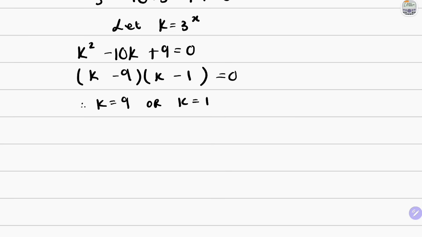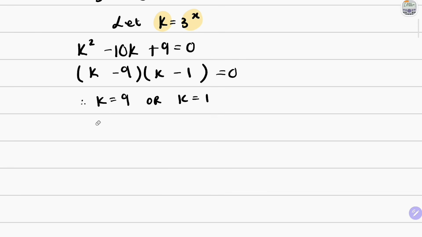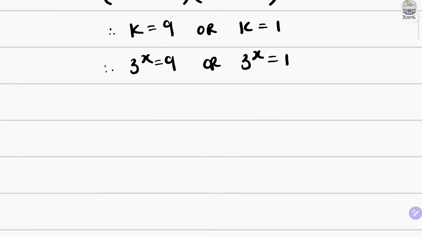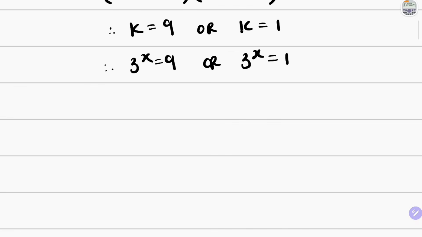But remember, we're trying to solve for x. We know that we let k be equal to 3 to the power of x. So we'll substitute this back in here. So 3 to the power of x is equal to 9, or 3 to the power of x is equal to 1. Okay, so with this one, you see that the bases can be made the same. So this is 3 to the power of x equals 3 to the power of 2. Therefore, x is finally equal to 2.